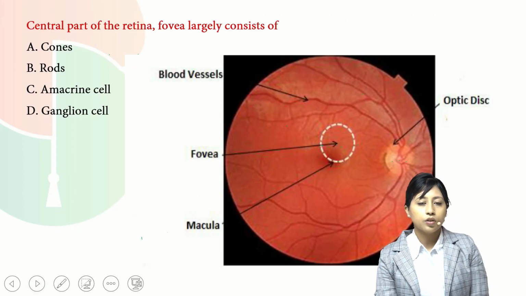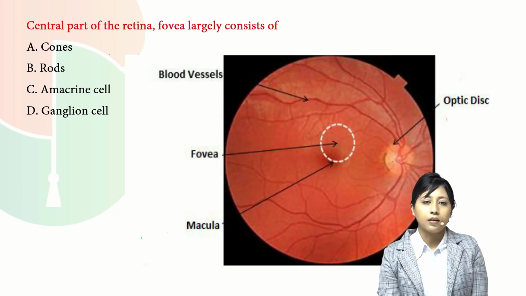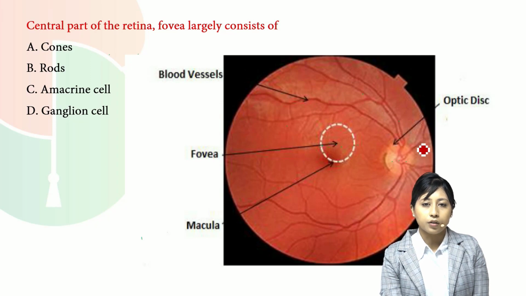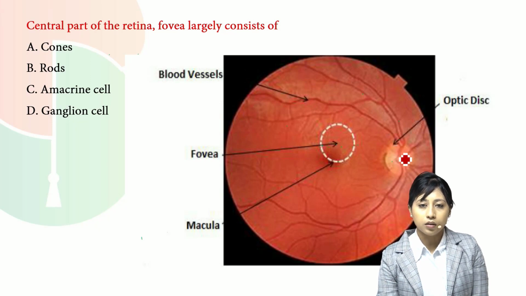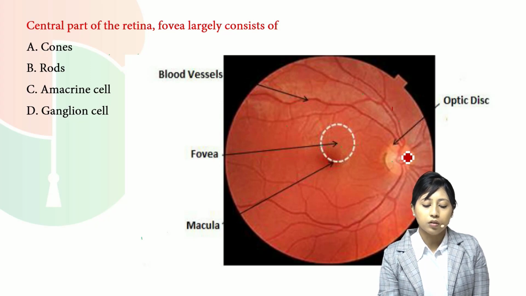Okay. The central part of the retina, the fovea, largely consists of what? Let's first understand what the fovea is. This is the diagram showing the normal fundus. This is the optic disc. The optic disc lies nasal, and two disc diameters temporal to the optic disc lies the macula.